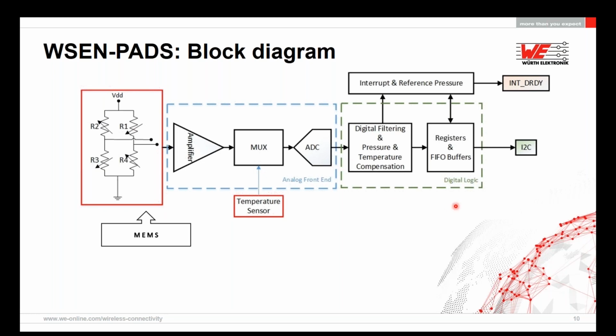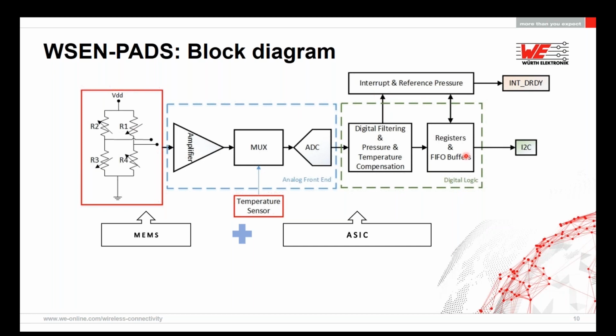This data is fed to the digital logic, which is the digital signal processing or the microcontroller, where the digital filtering takes place, and also the pressure is compensated for the temperature. The temperature sensor is placed as close as possible to the MEMS element so that the temperature error can be minimized. The whole unit makes the ASIC.